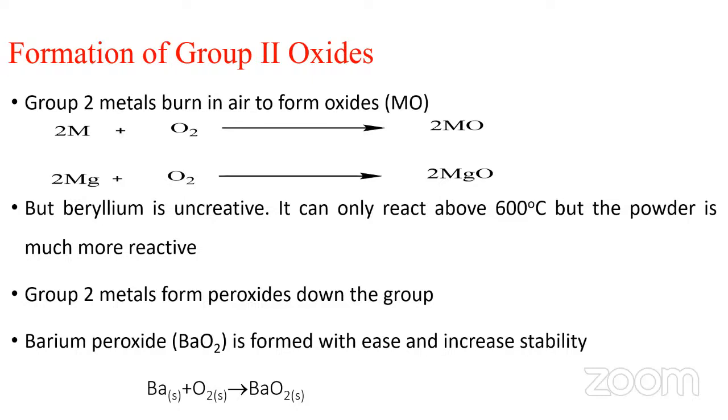The higher elements will distort more than the lower elements. So that is why higher elements will form more of your normal oxide, and as we go down, we form more of the peroxide and the superoxide. So your group 2 metals, because they are larger in size, as you go down the group, we are forming more of peroxide and also the superoxide. Your barium peroxide is formed with ease and increased stability. So your barium will form more of peroxide than the normal oxide.